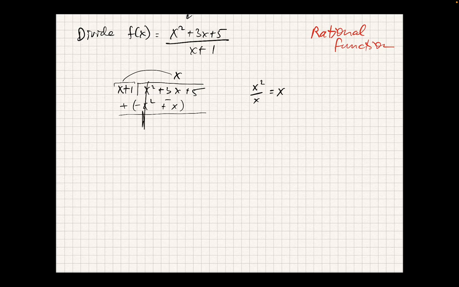So what do I get when I add this column together? You get 0, and then this column is 2x. 2x, and then I have to bring down my next term. Plus 5. Then we do that again, right? And then what does it look like this time? Now we do 2x divided by x. 2, because it's the first term divided by the first term.